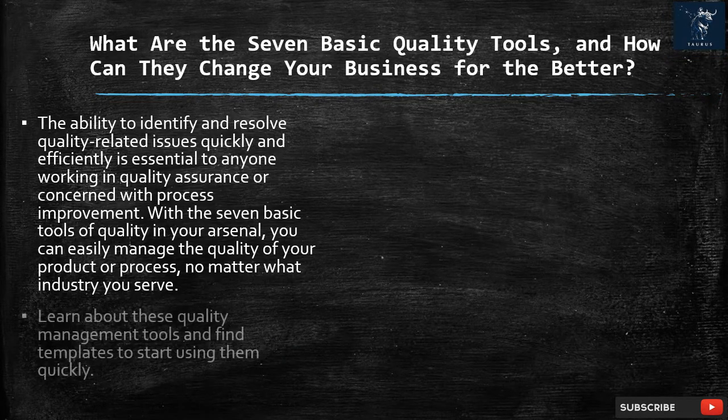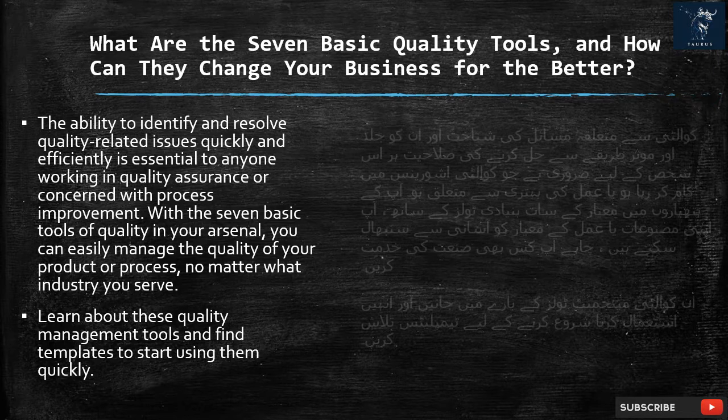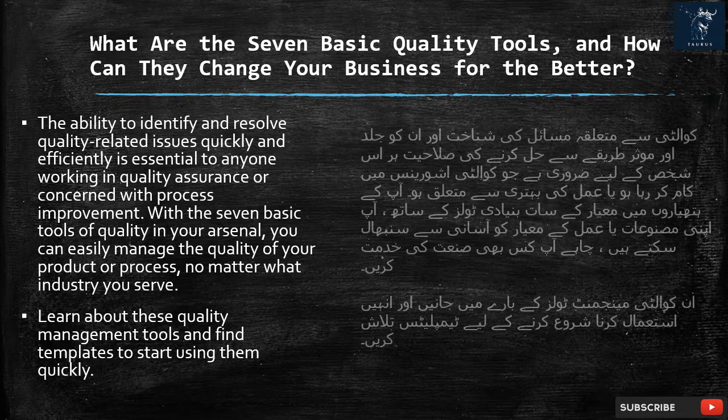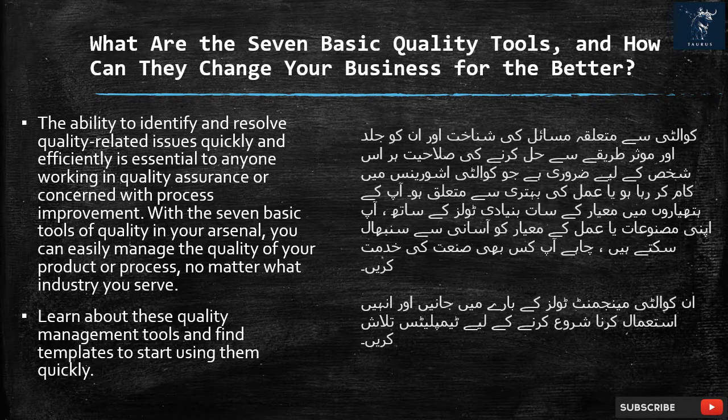What are the 7 basic quality tools, and how can they change your business for the better? The ability to identify and resolve quality-related issues quickly and efficiently is essential to anyone working in quality assurance or concerned with process improvement. With the 7 basic tools of quality in your arsenal, you can easily manage the quality of your product or process no matter what industry you serve. Learn about these quality management tools and find templates to start using them quickly.